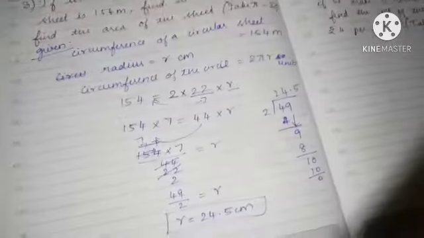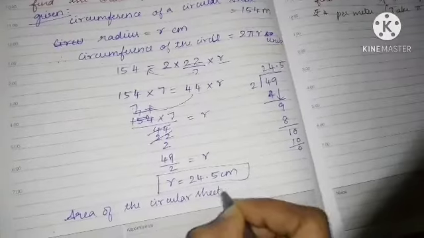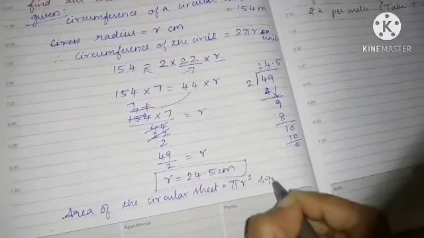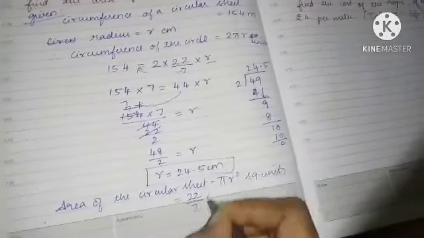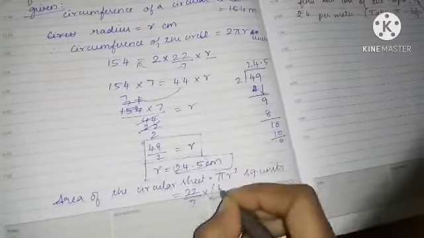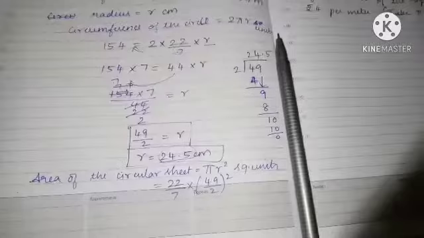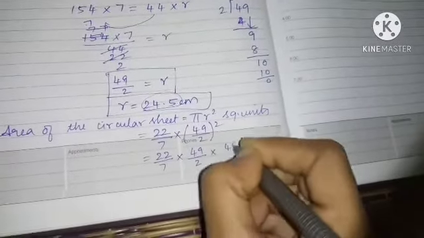sheet. Okay. So area of the circular sheet is equal to pi r square units. So here we are using pi value as what? Either 22 by 7 itself we can use. See, instead of writing 24.5, I am writing r as 49 by 2 the whole square, because it will be easy for us to cancel. Either you can write r value as 49 by 2 or as 24.5. Okay, so 22 by 7 into 49 by 2 into 49 by 2.